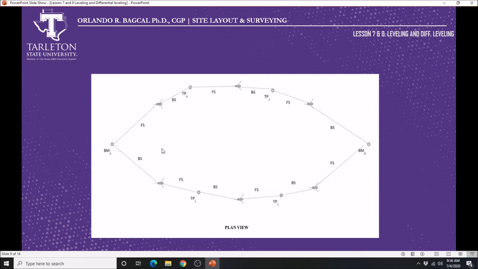You're going in this direction until you reach the point where you will be interested in determining the elevations, and then go back in the other directions. This is what we call the closed loop, as I mentioned a while ago, and each of these has a measurement. A good practice when you perform differential leveling is to draw the diagram.